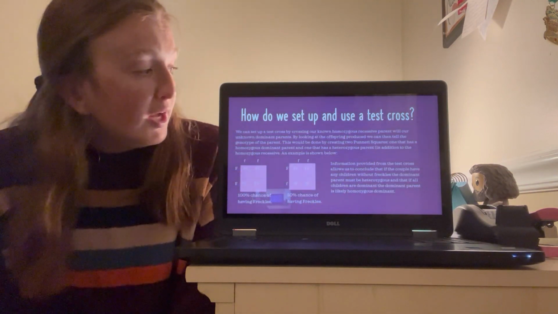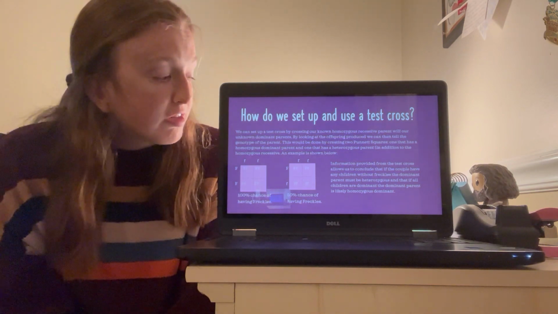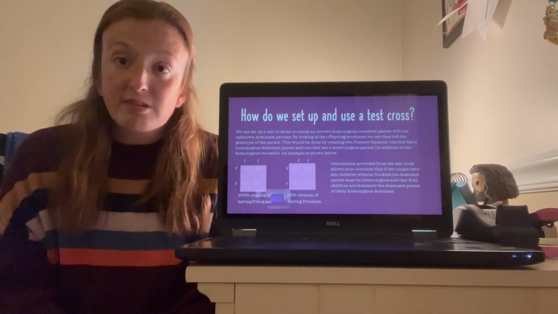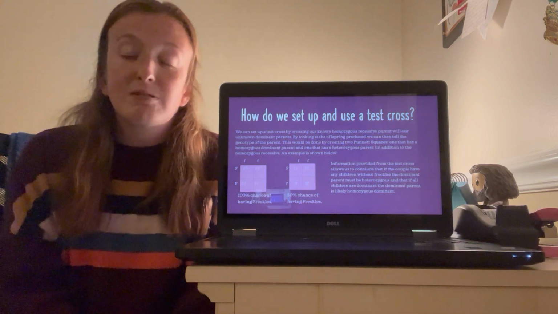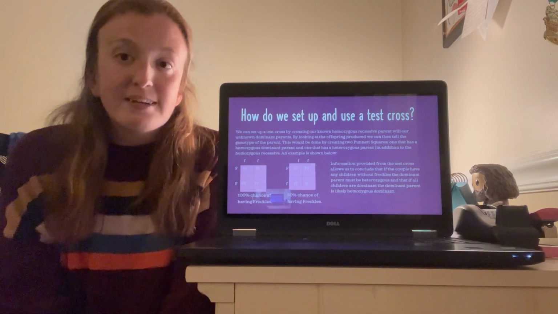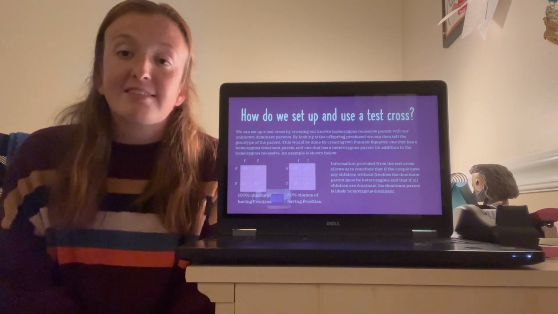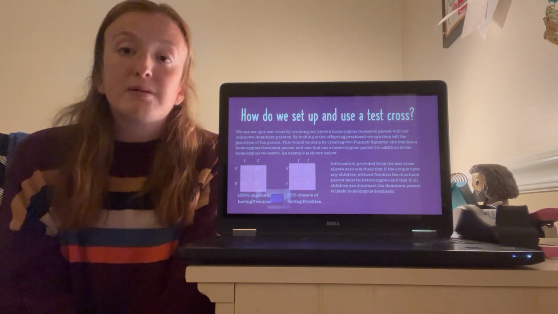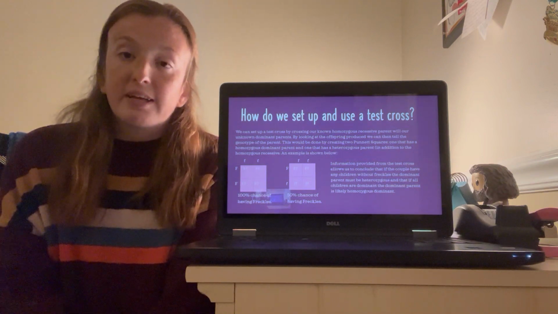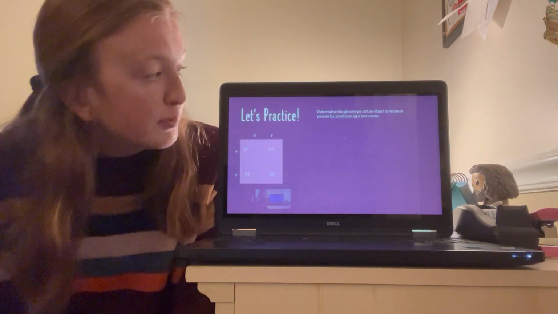So now, how do we set up and use a test cross? Test crosses are set up by crossing a known homozygous recessive, so two lowercase alleles, as they would be represented in a Punnett square, with a heterozygous parent and a homozygous dominant parent to compare and see which one could produce the offspring of the couple.